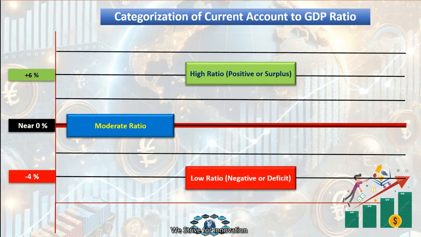Then you have the low ratio, which is -4 and below, often seen in developing countries or those with high import relative to export. A deficit larger than 4% of GDP might raise concern about economic sustainability.